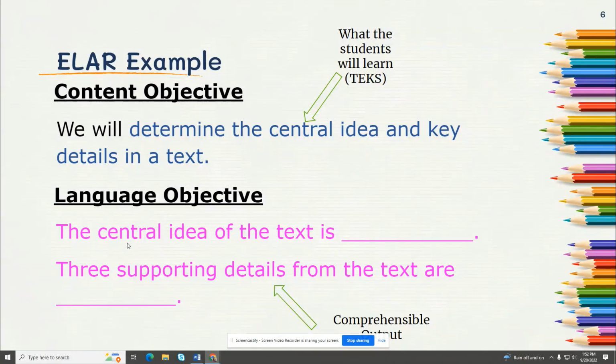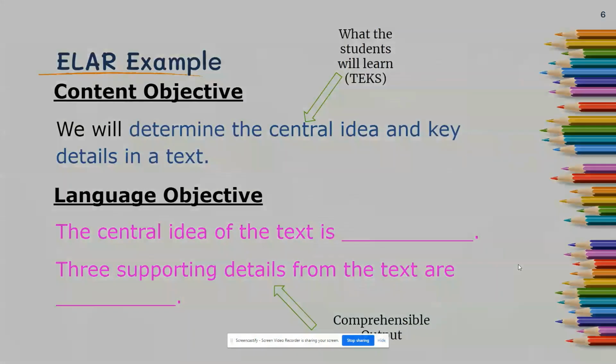To write an authentic, language-rich content and language objective, the two need to be mirrored. So let's take a look at this. From the content objective, you have the words central idea and key detail. Those are our targeted and intentional vocabulary words. So somewhere in our language objective, our students should be required to use that academic language as part of their speaking and writing. Let's take a look at another example.